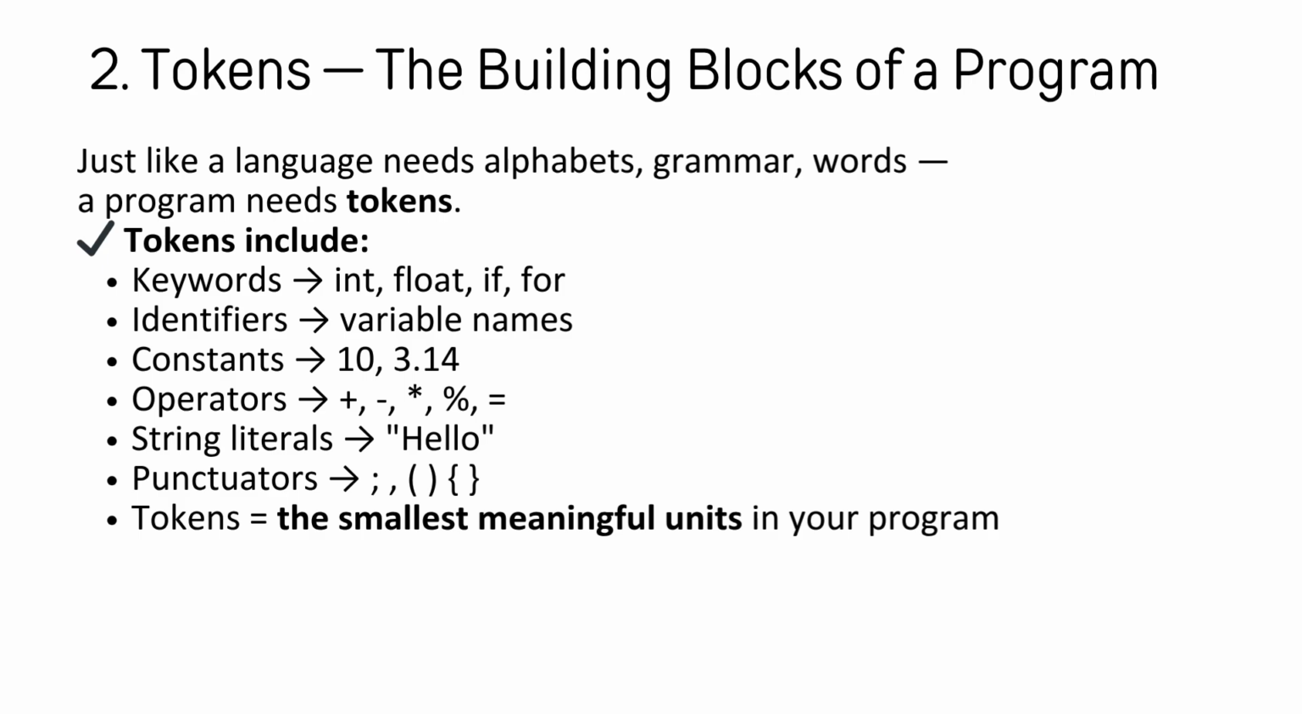Now recall tokens. What is a token? Tokens are the smallest meaningful units in a program. Just like a language needs alphabets, grammar, and words, a program needs tokens. Tokens include keywords, identifiers, constants, operators, string literals, and punctuators.